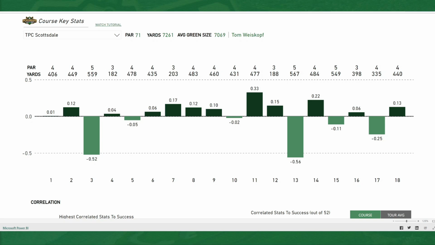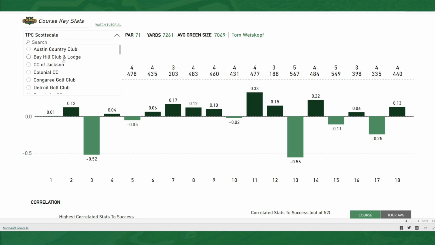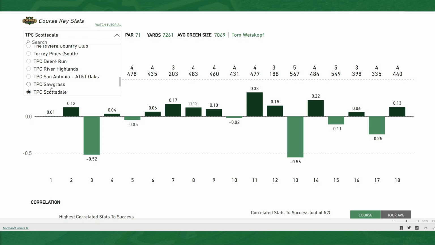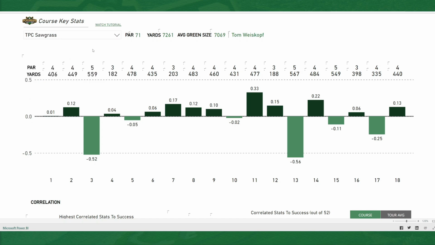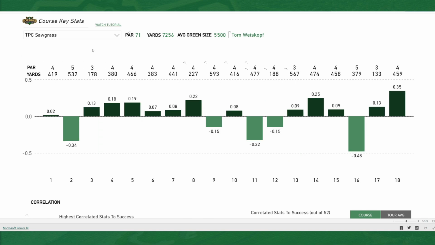The Course Key Stats tool is a statistical breakdown for every golf course with a lot of relevant and pertinent, also actionable data for each and every week. The drop down at the top allows you to choose between the golf courses on the PGA Tour schedule for that year. So depending on what golf course you choose, you'll see that data loading in throughout the tool, allowing you to see the differences between those different tracks.